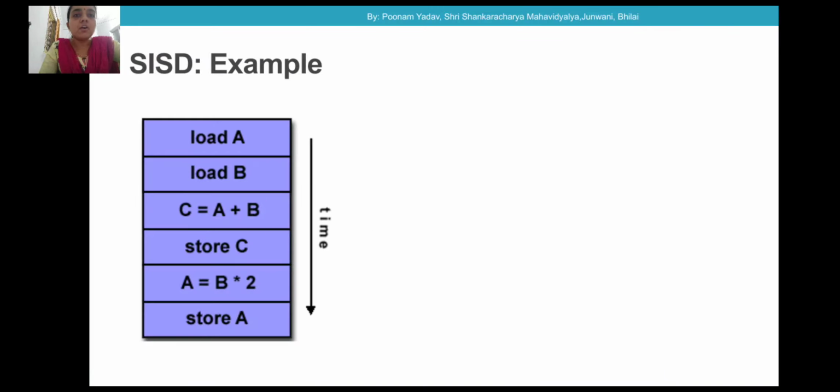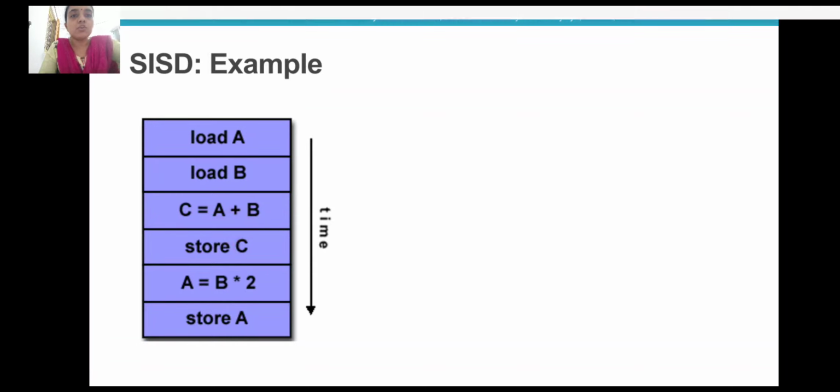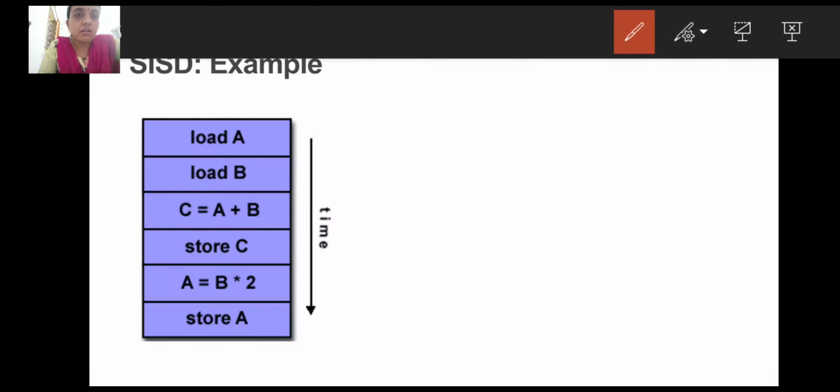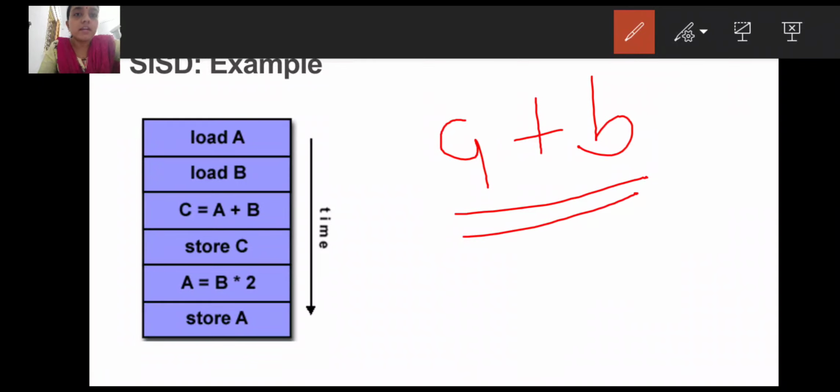Now an example of SISD is like this. At one particular period of time: load A, load B, and C equals A plus B, and store A plus B. Suppose at a time only A plus B will be performed. So this is called single instruction single data. At a time only the addition will be performed, and it will be stored.